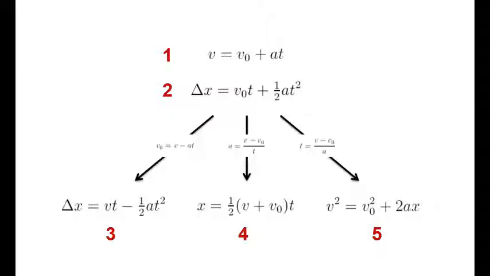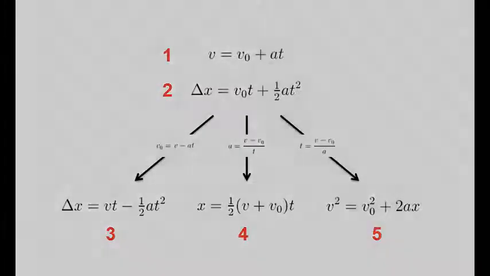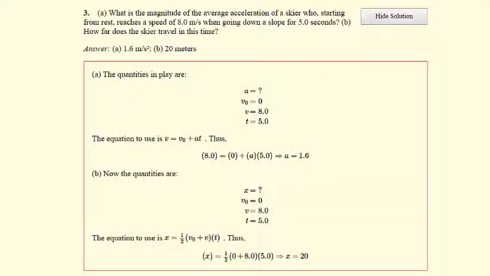Even with the x's, I get sloppy. Sometimes I drop that little delta. I'm going to be consistent. So these are the 5 equations of constant acceleration. Let's jump to an example and walk through it.